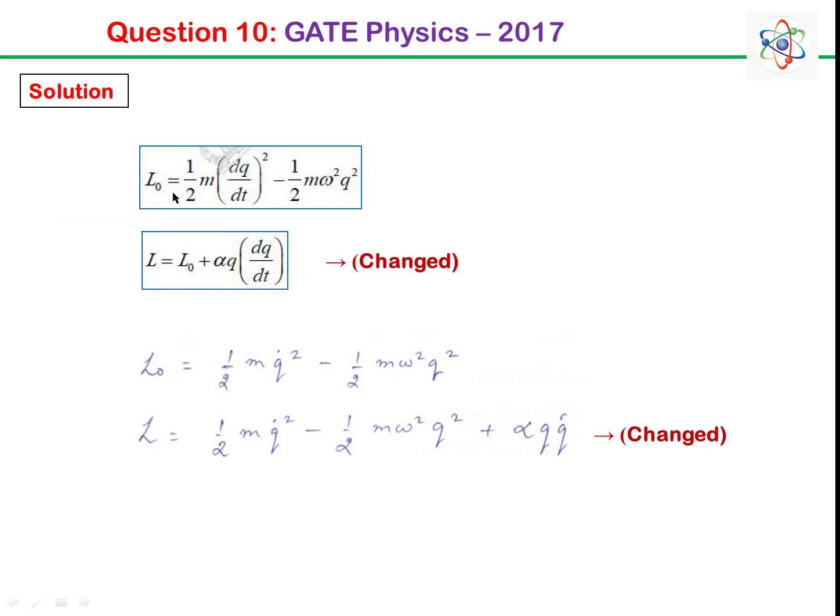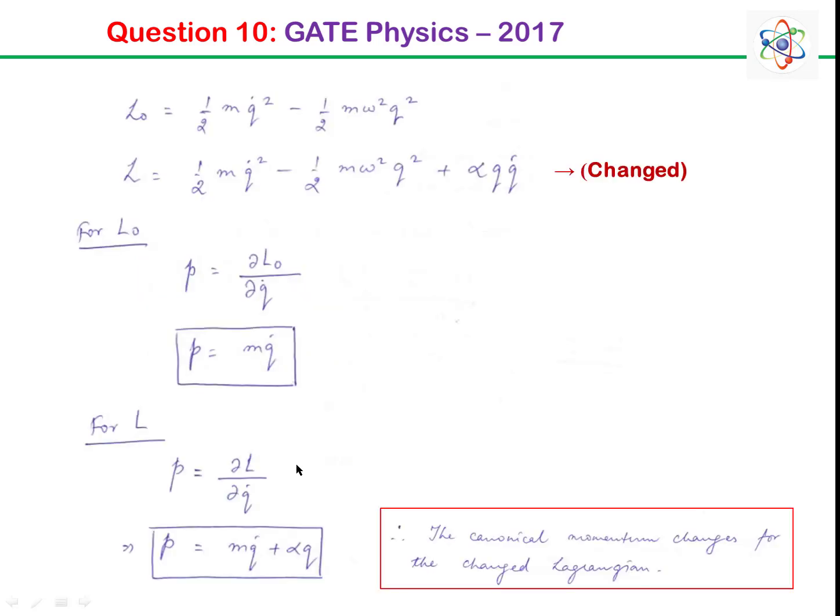Now we are given two Lagrangians, L0 and this L, where L0 is the original one and L is the changed Lagrangian. Now we know that dq/dt can be written as q dot, and therefore my L0 reduces to this expression and my L reduces to this expression. Now we can find out the canonical momentum P by using the Lagrangian formulation. So my P is given as ∂L/∂q dot.